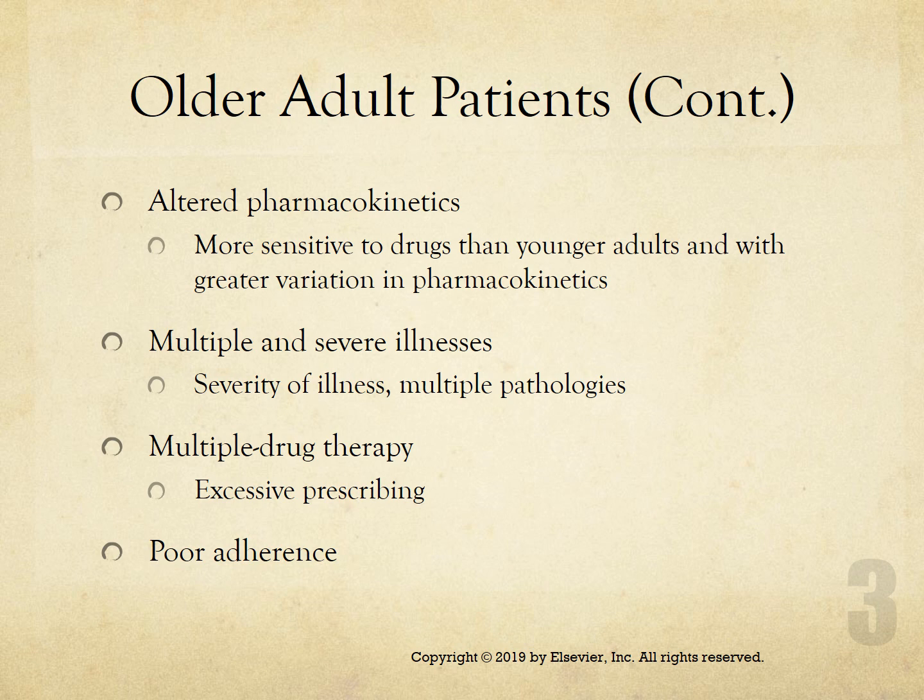The older adult has altered pharmacokinetics, which makes them more sensitive to the drugs with greater variation. They have multiple and more severe illnesses. They have multiple drug therapies, polypharmacy. Sometimes it's excessive. That's where it's important for you to have an accurate list of what your patient's taking.